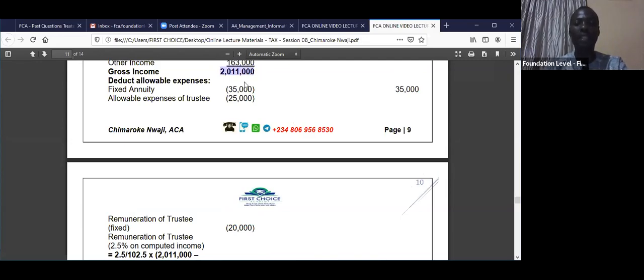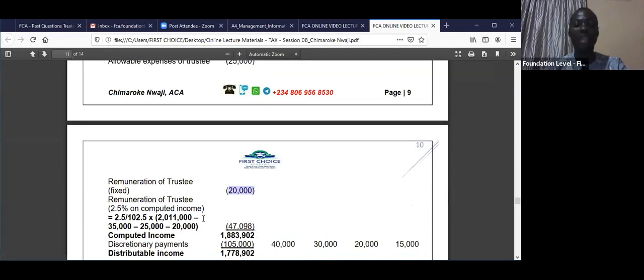We will now less this 35,000. When we less this 25,000, and when we less this 20,000, whatever we get, because we have not removed this 2.5% of computed income, it means that our computed income is 2.5% more than it is.